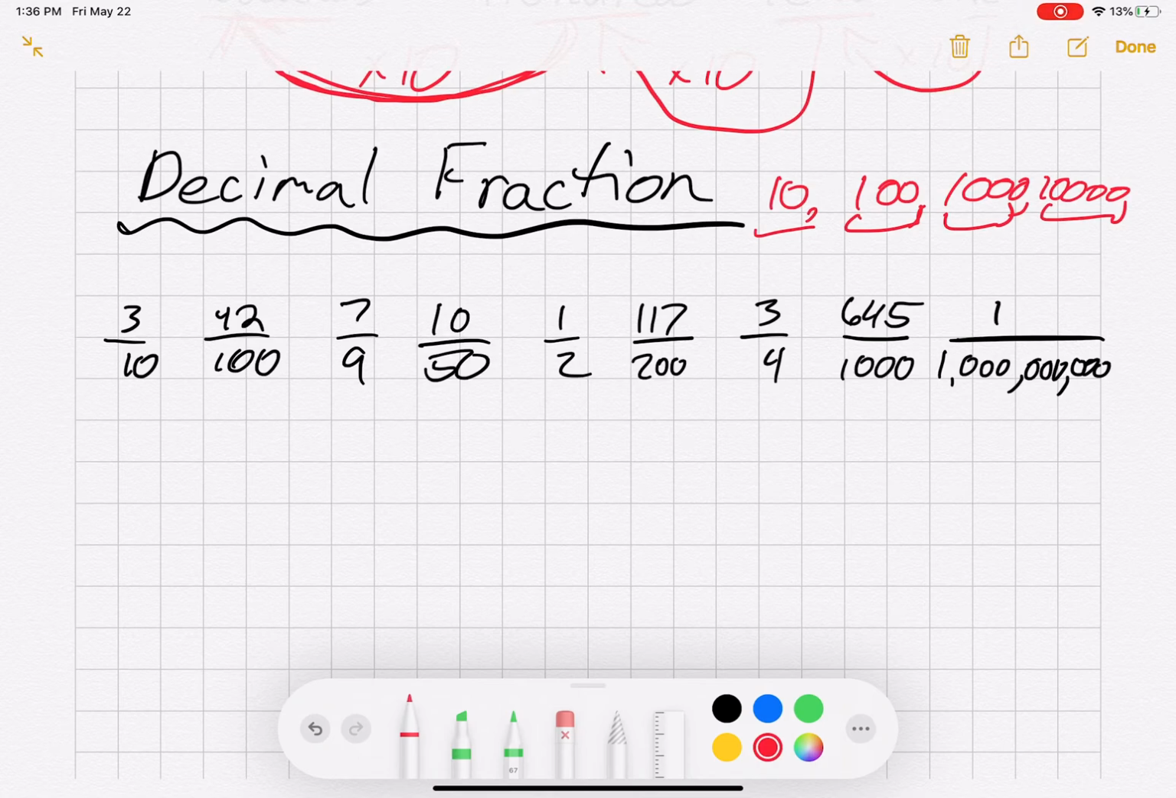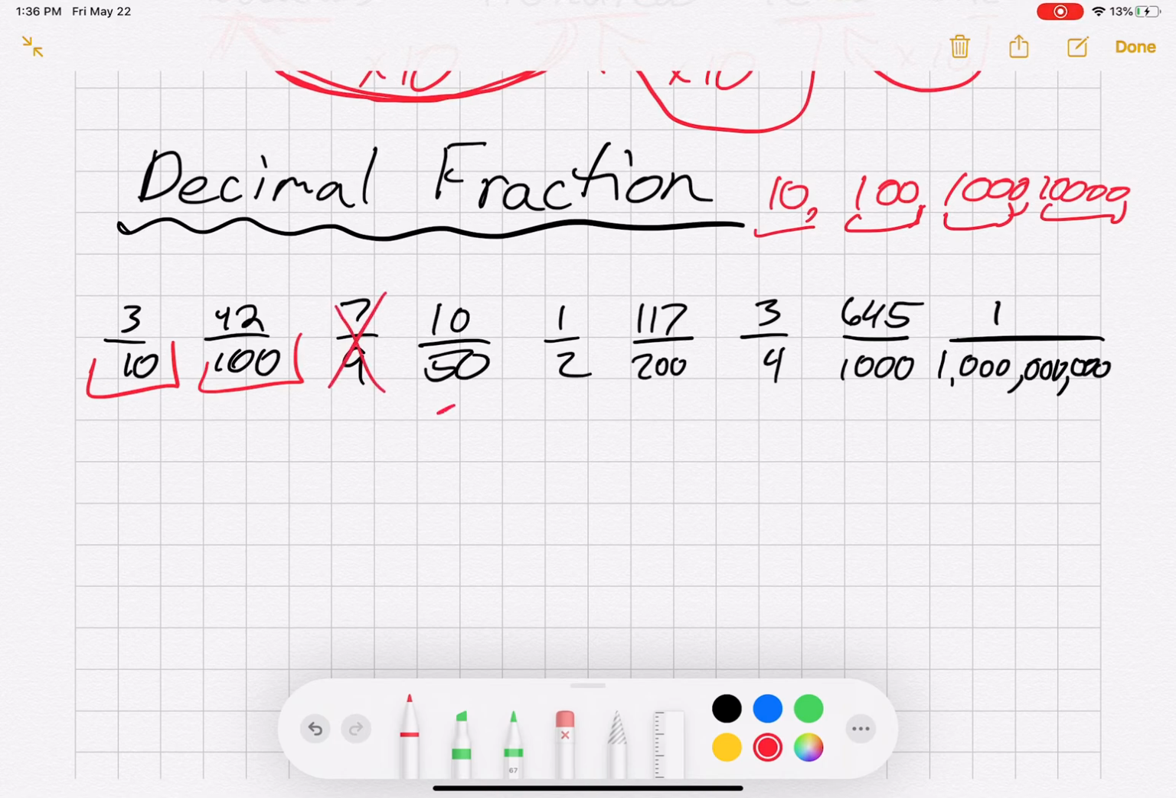So if I'm reading across these numbers that I have down here, I'm thinking about which fractions are going to be classified as decimal fractions. Mathematicians call them decimal fractions because they convert to decimals really easily. Those are numbers that have 10, 100, 1,000, million as a denominator. So looking across here clearly, 3/10, 42 hundredths.